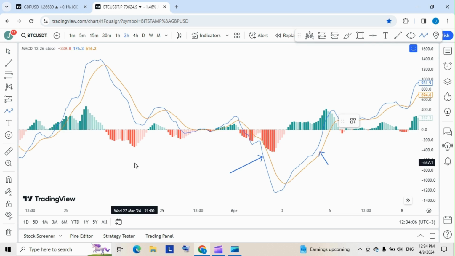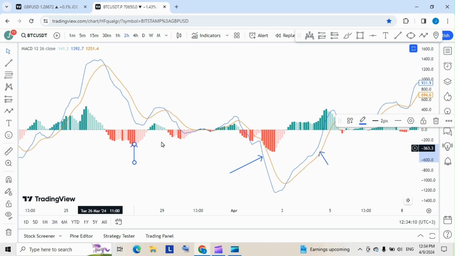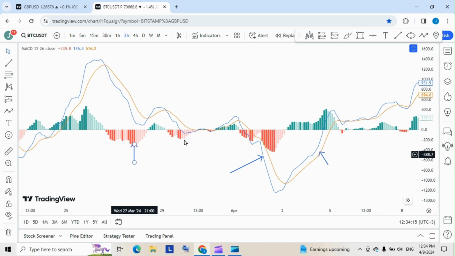This is what's called the histogram. This one you are seeing, be it green or red, is called the histogram. The histogram shows you the buying power. In simple terms, I want to make this very beginner friendly for everyone to understand. It shows you the buying power or the selling power of the buyers or the sellers.